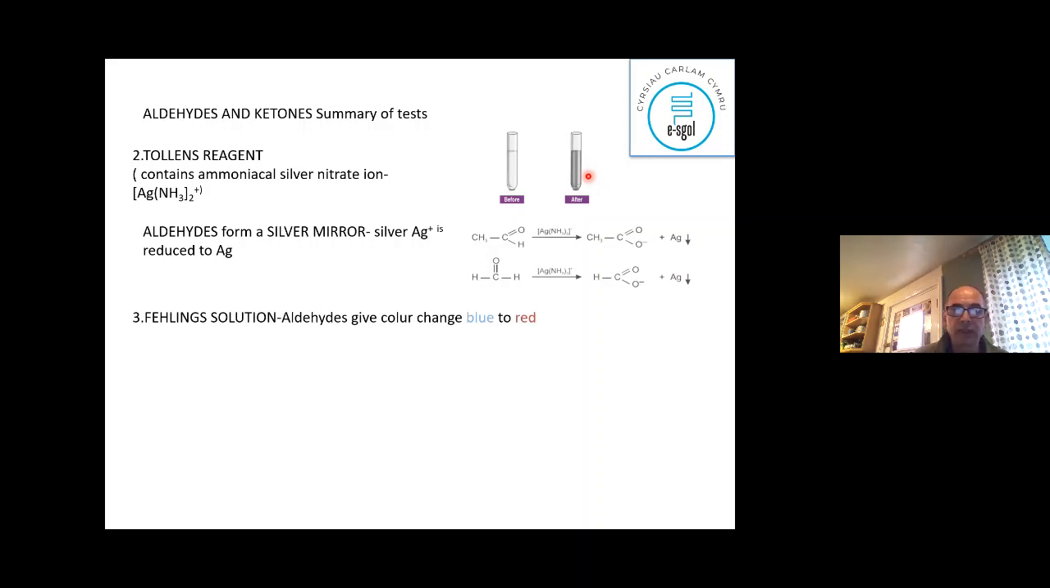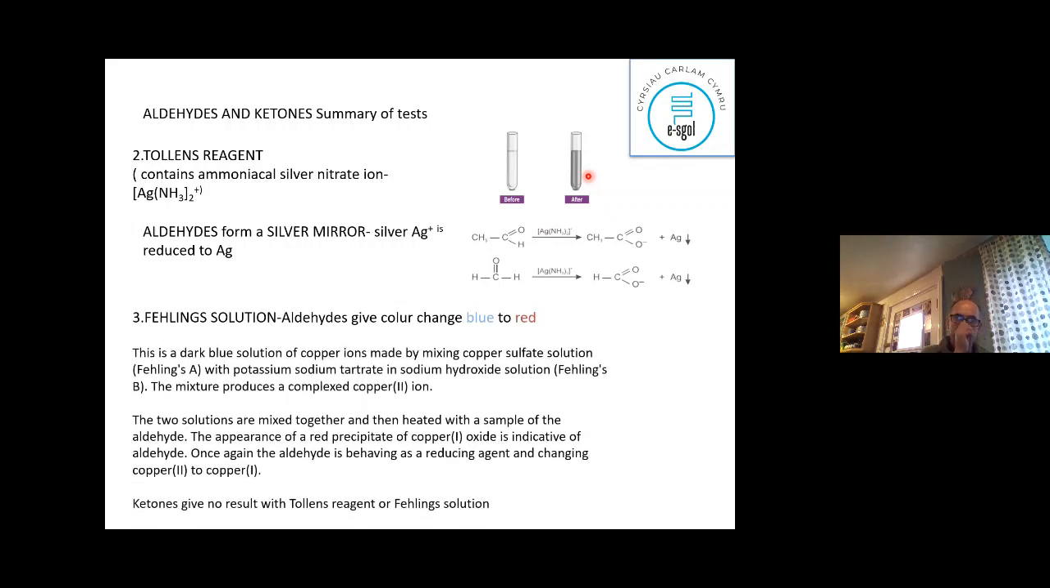Fehling's solution: aldehydes give a color change from blue to red. Fehling's solution is a dark blue solution of copper ions made by mixing copper sulfate solution with potassium sodium tartrate and sodium hydroxide, and you can produce a copper-2 complex. The copper-2 complex is reduced to copper-1, which will give you the red color, and it gives you a test for aldehydes. So Tollens' and Fehling's solution will give positive tests for aldehydes. Ketones give no result with Tollens' reagent or Fehling's solution.